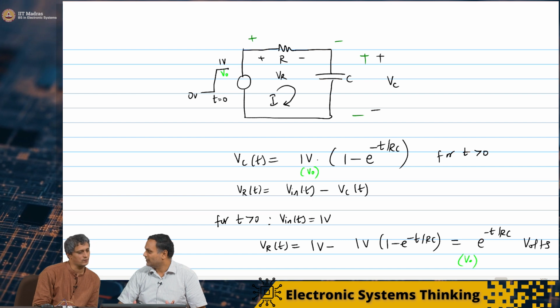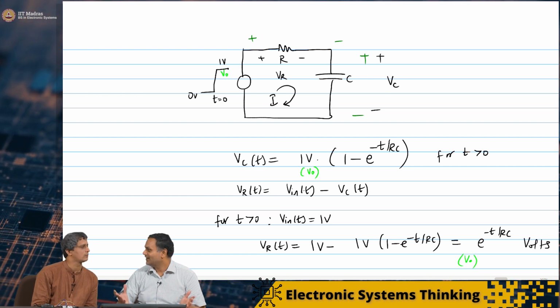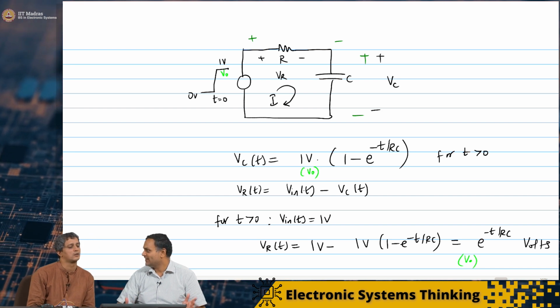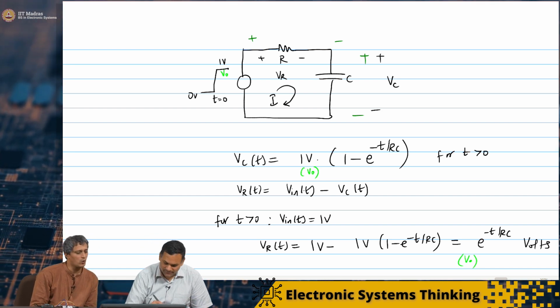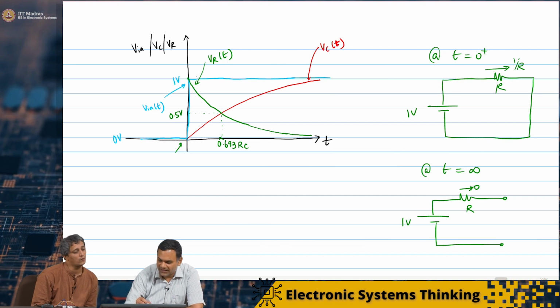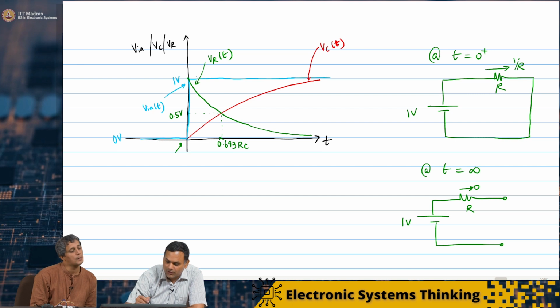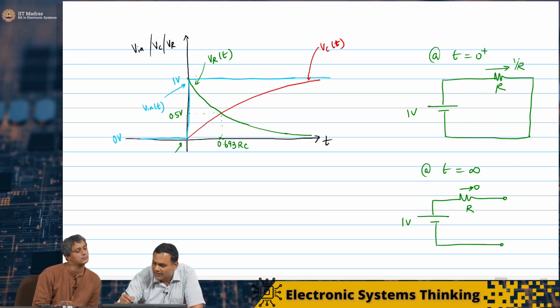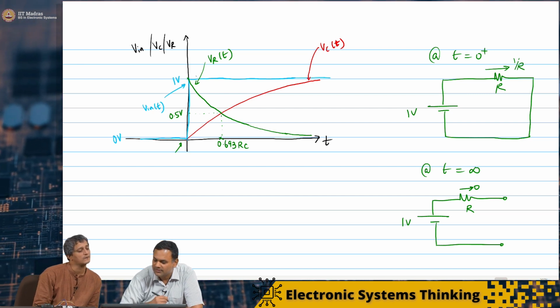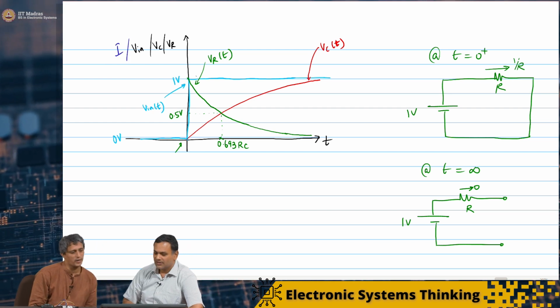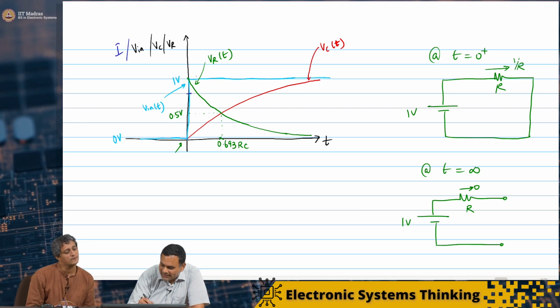The minute you have plotted the voltage across the resistor, the current through the resistor will just be a scaled version of that. 1 over R times VR is the current. Let's look at that then. If this is 1 volt, let's assume R is greater than 1 ohm. So if you were to plot, this is the current I, and let us say this is 1 over R.